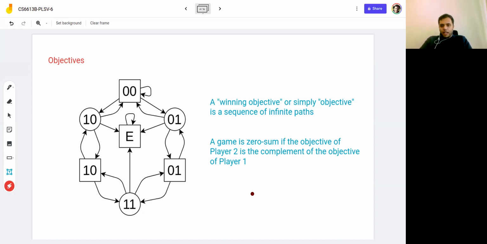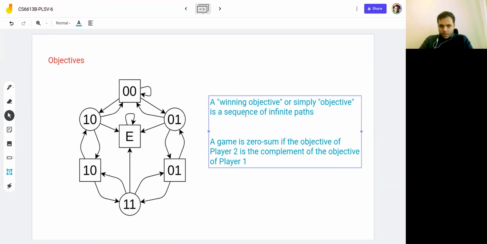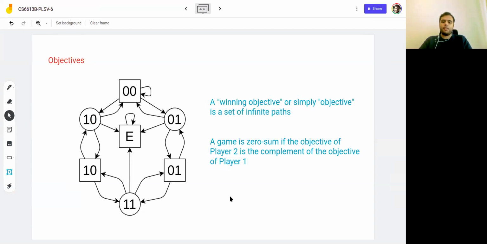So an objective is basically a set of infinite paths. I don't know why I've written a sequence. It's a set of infinite paths. So you can think of it like this. As player one, you can have an objective, which is basically a set of infinite paths that you like. And you want to try to play this game so that no matter what player two does, the outcome of the game becomes one of the paths in your objective, right? So you have a set of desired paths, a set of favorite paths, and you want the outcome of the game to be inside that set.